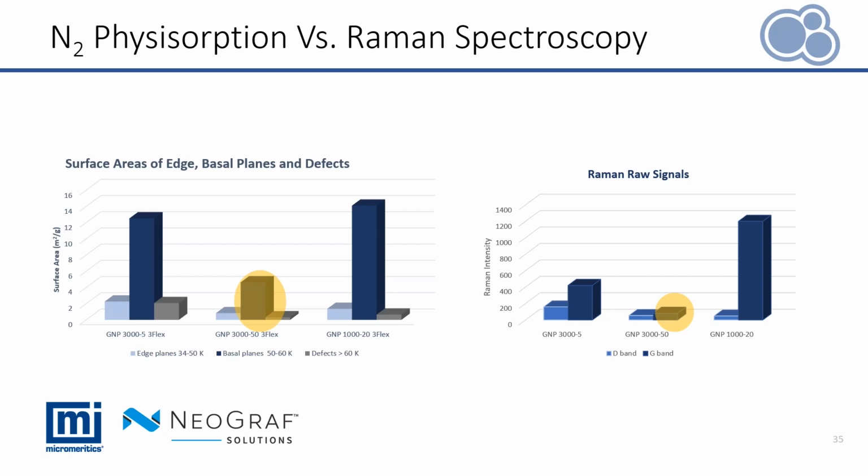GMP 3000-50 shows the lowest intensity for G band and also the lowest surface area for the basal plane from the nitrogen isotherm. So this case study showed a really good agreement between the DFT surface energy method and the Raman spectroscopy, which is the well-established method in the industry to characterize the level of disorder in a graphitized sample. DFT surface energy can offer the characterization of different planes with a nice agreement to the existing method.